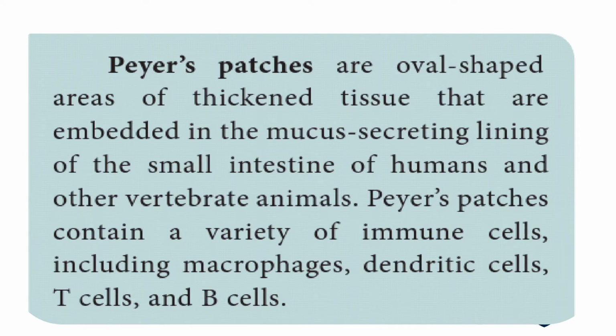If they ask about the Peyer's patches, write a note on it. You have to think about the shape. The shape is oval and the tissue is thickened, and it is seen in the mucus secreting lining of the small intestine. And the Peyer's patches have immune cells like macrophages, dendritic cells, T cells and B cells.